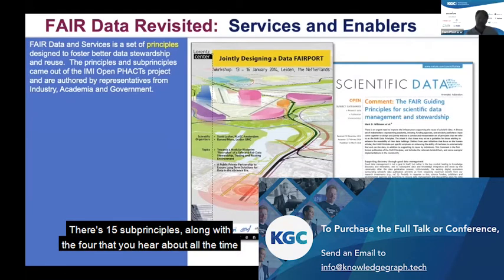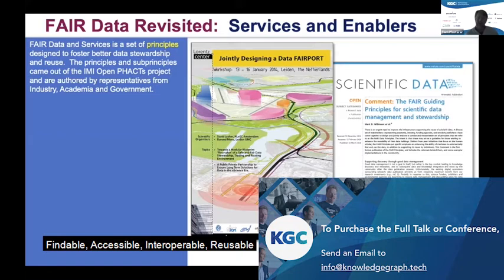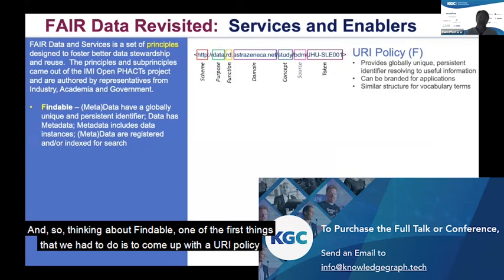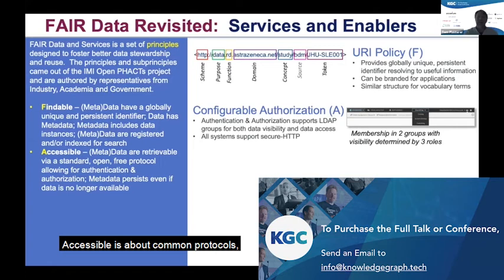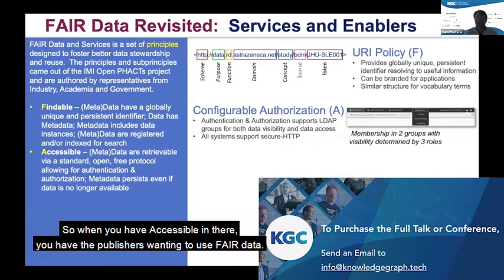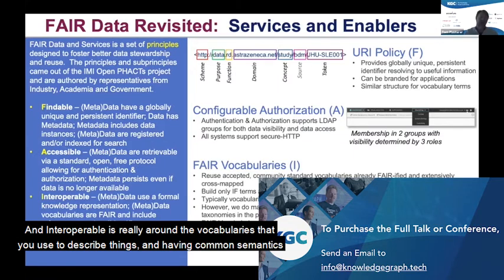The principles are pretty simple. There are 15 sub-principles along with the 4 that you hear about all the time: findable, accessible, interoperable, reusable. Thinking about findable, one of the first things we had to do was come up with a URI policy so we knew how to name things. Accessible is about common protocols, but it's also about authorization and authentication. So when you have accessible in there, now you have the publishers wanting to use FAIR data.